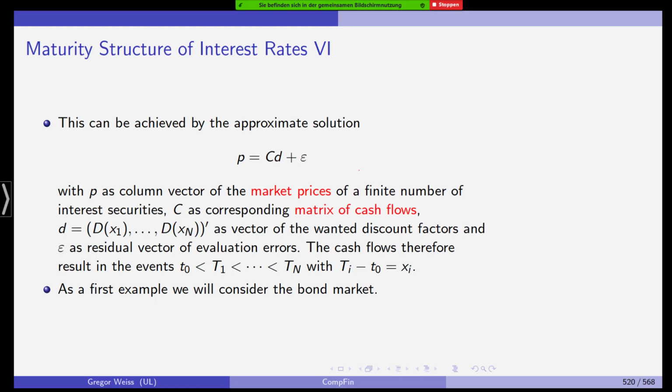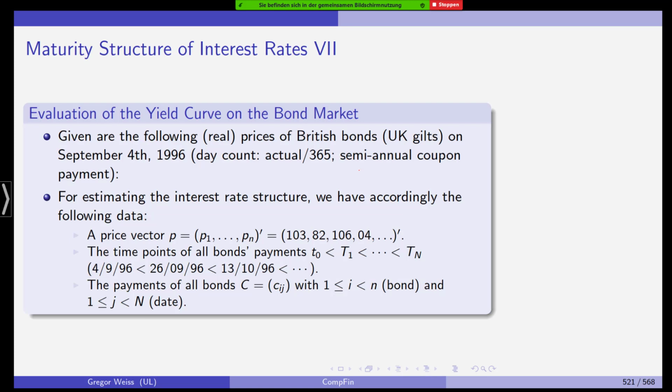And the cash flows will result in the events T0, T1, and so on, and we'll consider a bond market, an actual example with real data. So we are looking at the prices of British bonds, so-called UK gilts, on September 4th, 1996. We actually do have the day count convention. We don't need this. And there is a semi-annual coupon payment. So we first need to estimate the price vector. I actually write down the price vector.